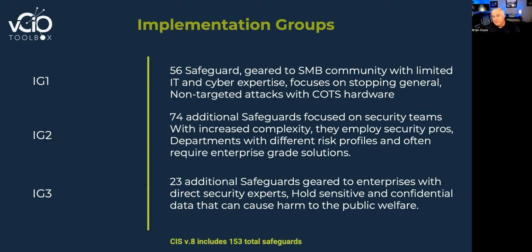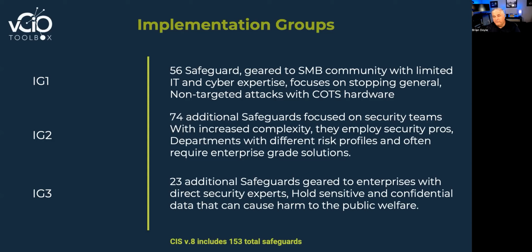Now, where does implementation group number one stop? Well, it really stops when we start building out our IT staff. It becomes a shared responsibility. And maybe we have departments that have different complexities within them and thus have different risk profiles and requirements. So that's really what implementation group 2 is starting to focus in on.